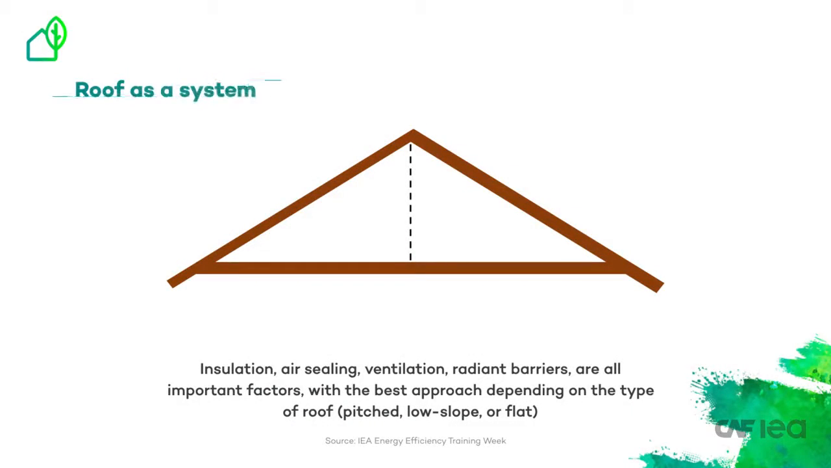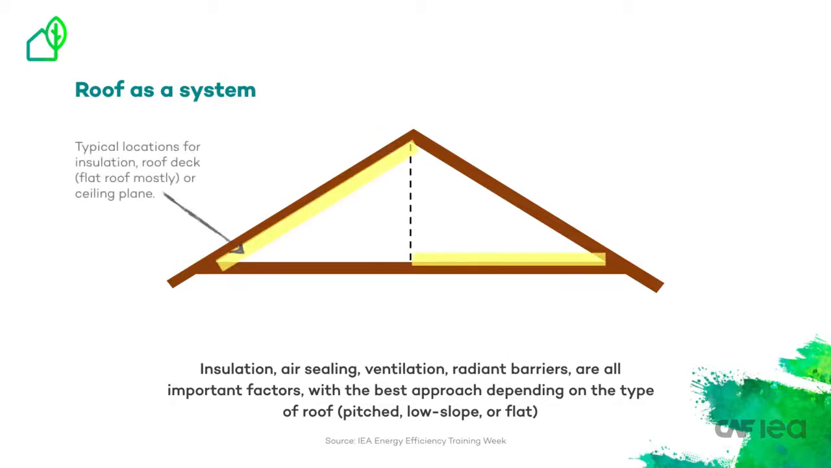Significant heat transfer can occur through an uninsulated roof. This heat transfer can occur in different ways, so a range of strategies is needed. Strategies need to consider the roof as a system. Firstly, as with walls and windows, insulation limits the heat transfer between the roof and outside.